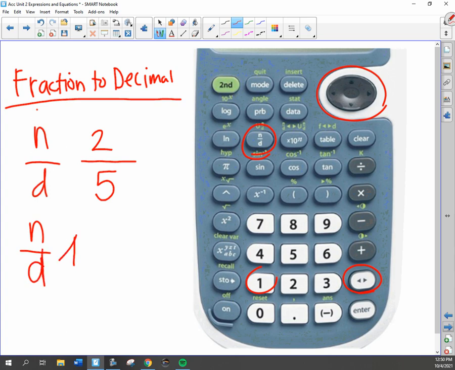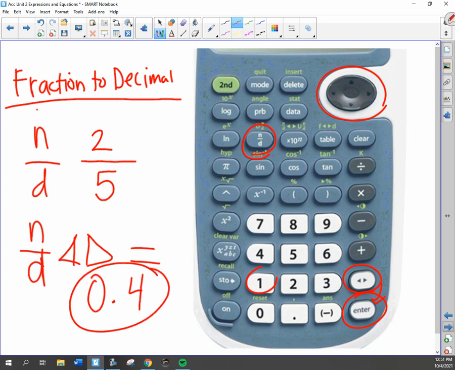So you would do the N/D button. Push your 2 arrows, and then hit the enter. So the 2 arrows, and then push the enter key. And you're just scrolling down until you get to that. Okay? And enter, and it should give you 0.4. Okay? And there's your decimal. I took my fraction to my decimal.